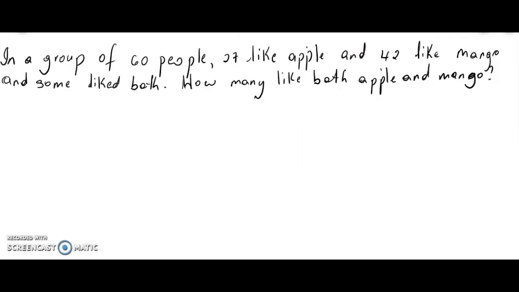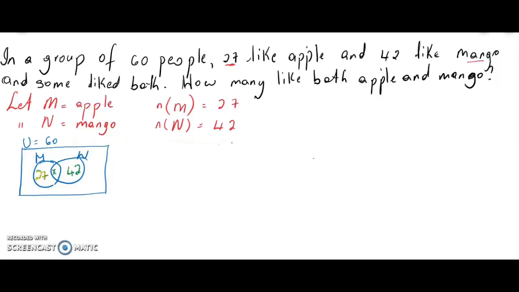Okay, for our second question, in a group of 60 people, 27 like apple and 42 like mango, and some liked both. How many like both apple and mango? What we can also do is look at the number of elements in the universal set. So what we can say is that the number of elements for M union N is equal to 60, because that is what we have here, the universal set, it is equal to 60.